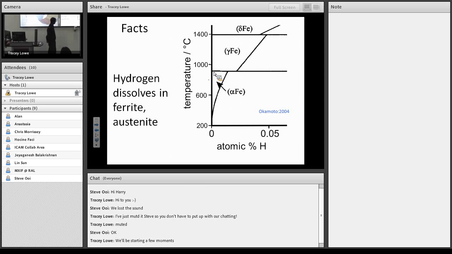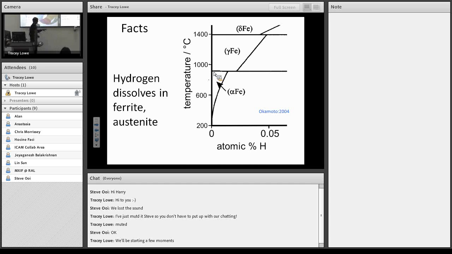Basically, what you can see from here is that there is a significant solubility of hydrogen both in ferrite and in austenite. The solubility in austenite is much greater than in ferrite. Although, as you'll see later, the mobility of hydrogen atoms in austenite is orders of magnitude slower than in ferrite. So there's a slight contradiction: the solubility in austenite is much higher than in ferrite, but the mobility of hydrogen in austenite is much, much slower than in ferrite.